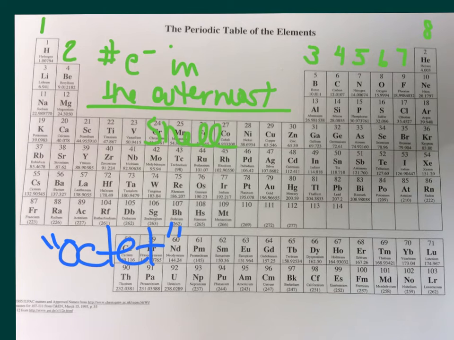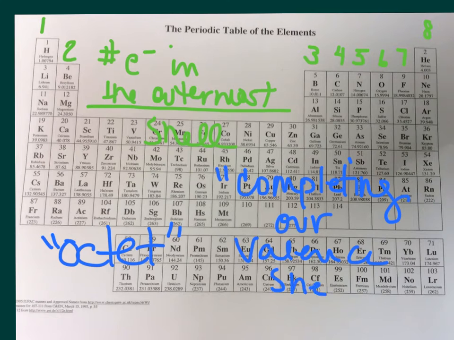Everybody's going to do that. We call it the octet rule, or completing our valence shell. Valence just means outermost energy level. So they're all going to work to complete their valence shell, the outermost electrons. Noble gases, another name for the noble gases is inert, I-N-E-R-T. Why? It means non-reactive. If your shell is already full, you're not going to do anything.